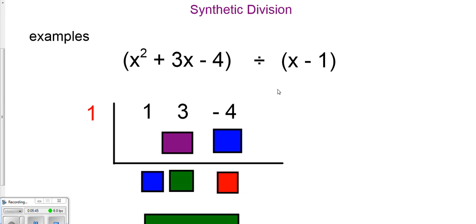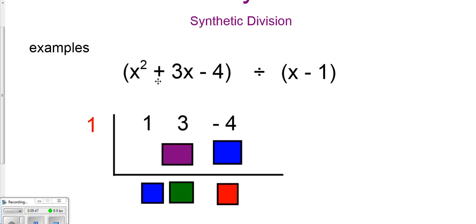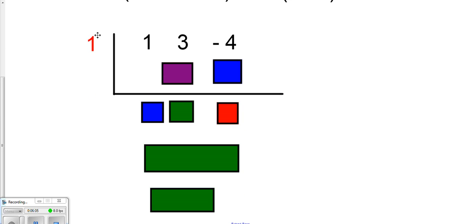Let's try another using synthetic division. x squared plus 3x minus 4 divided by x minus 1. Now again, notice minus 1, we want the opposite of it, so we want a plus 1 out here. Coefficients are 1, 3, and negative 4. I've got my constant, I've got my coefficients, I've got my box.